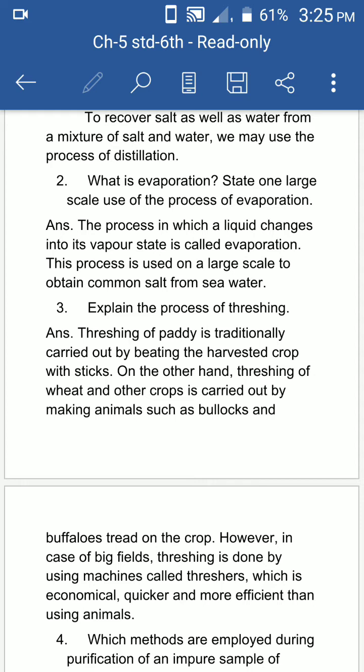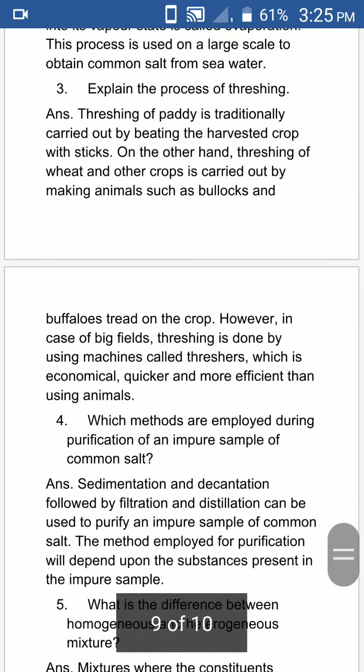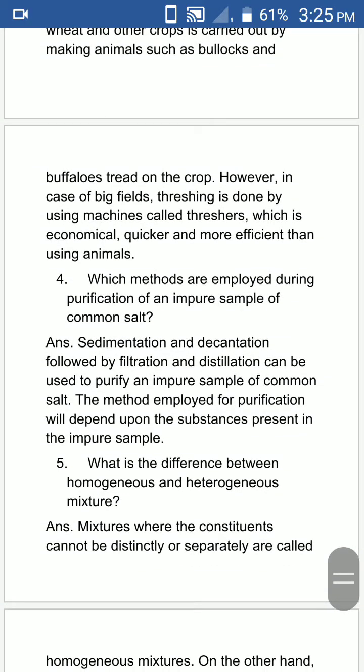Third, explain the process of threshing. Threshing of paddy is traditionally carried out by beating the harvested crop with sticks. On the other hand, threshing of wheat and other crops is carried out by making animals such as bullocks and buffaloes walk on the crops. However, in case of big fields, threshing is done by using machines called threshers, which are economical, quicker and more efficient than using animals.